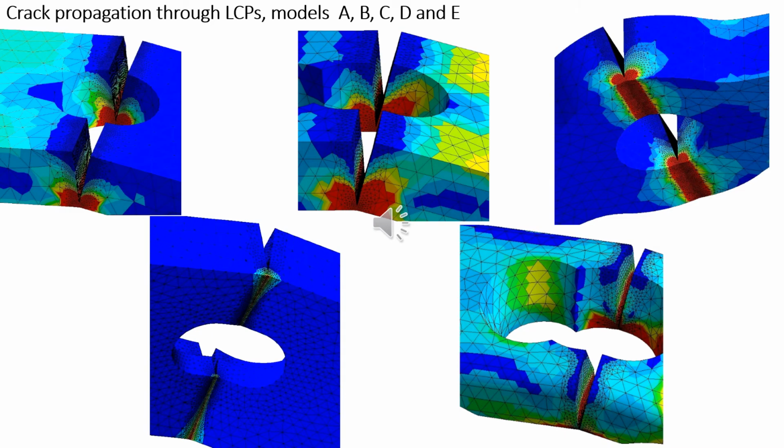In this slide, we can see the final view of cracked plates. So once the crack propagated through the whole thickness, we get different views for these 5 plates as shown here.